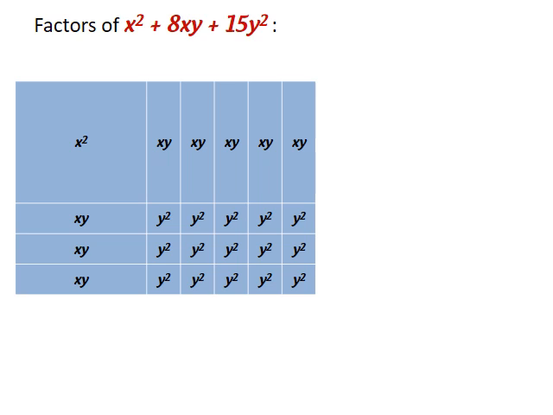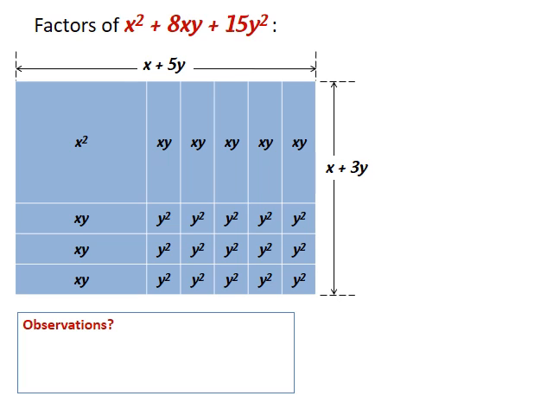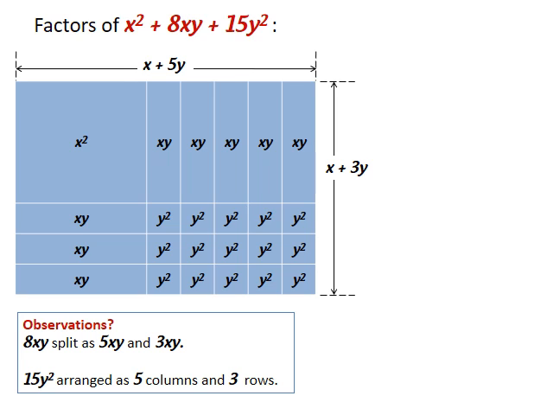If you see the 8xy, the way it has been split as 5xy and 3xy. Measuring the length and the breadth, we have x plus 5y and x plus 3y, and these are the factors of the quadratic expression. So what are your observations here? The 8xy has been split as 5xy and 3xy, and the 15y squares have been arranged as 5 columns and 3 rows.